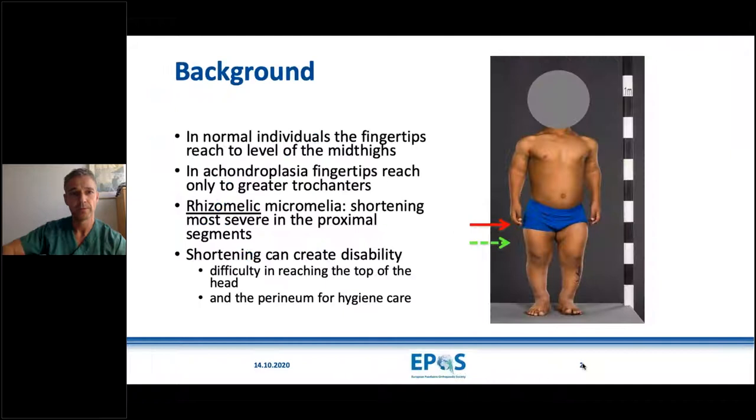So my talk will be about upper extremity and achondroplasia with a main focus on humeral lengthening. In normal individuals, the fingertips reach to the level of the mid-thighs. However, in achondroplasia, the fingertips reach only to the greater trochanters. So the shortening is called rhizomelic micromelia, which means the shortening is more severe in the proximal segments, which means the humerus and the femur. So shortening can create disability in these patients and difficulty to reach the top of the head or the perineum for hygiene care.